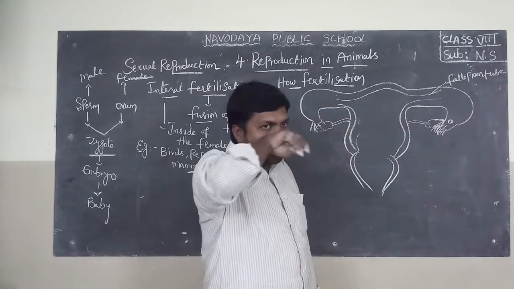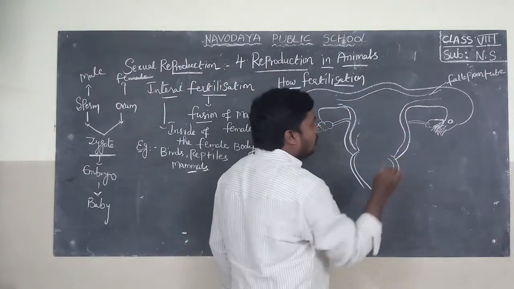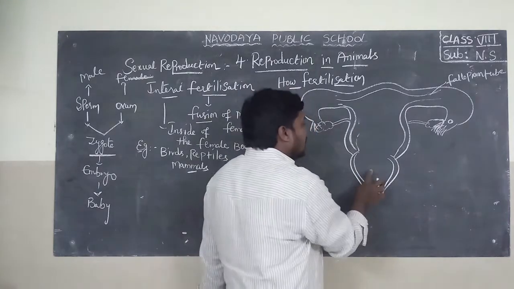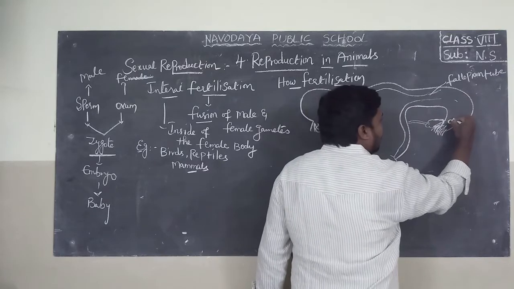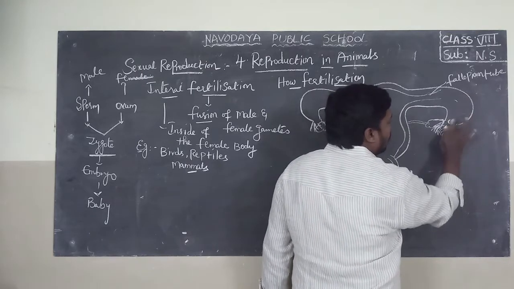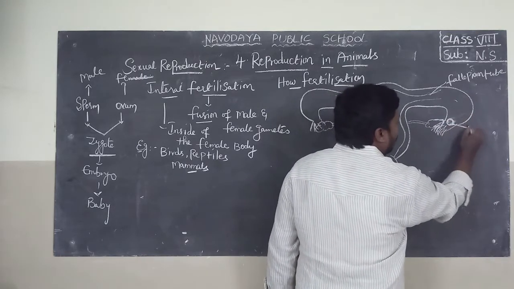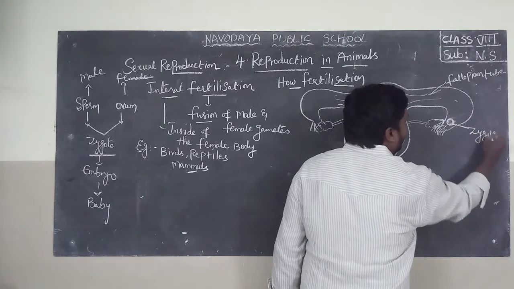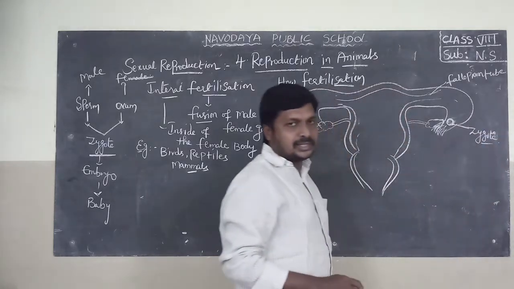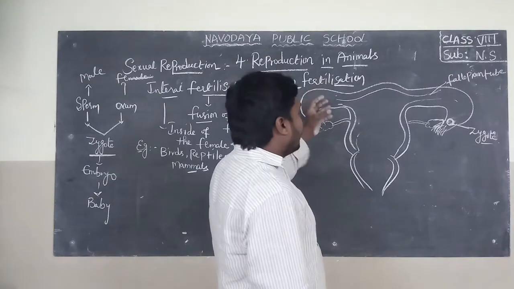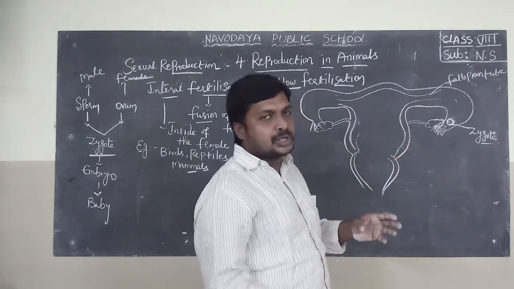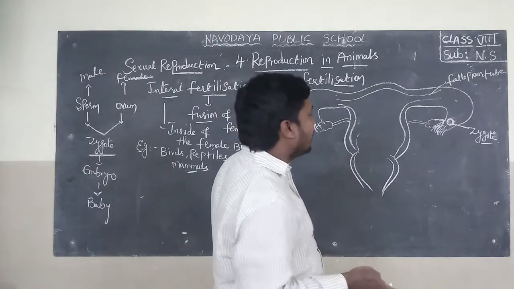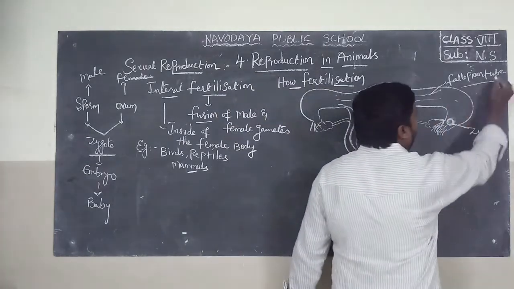Sperms can move, ovum cannot move, no? So the sperm travels like this and meets the ovum to form zygote. So zygote will be formed in fallopian tube. Very important from the exam point of view: in female human being, where does fertilization take place? Fertilization, meaning union or fusion of male and female gametes, takes place in the fallopian tube.